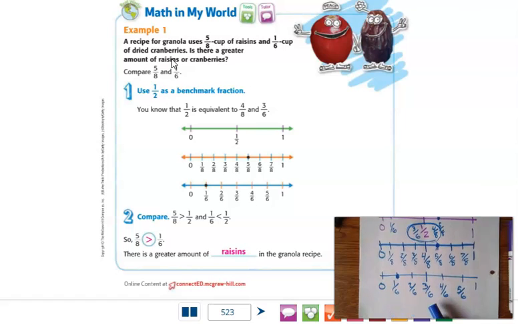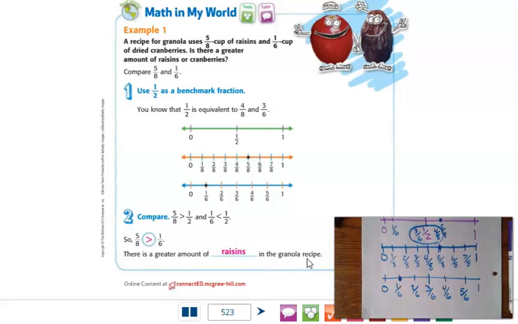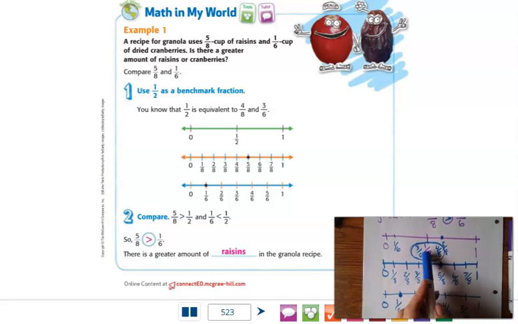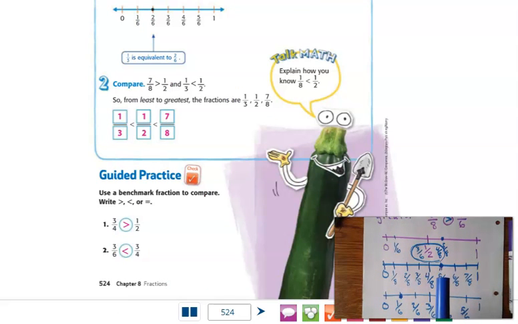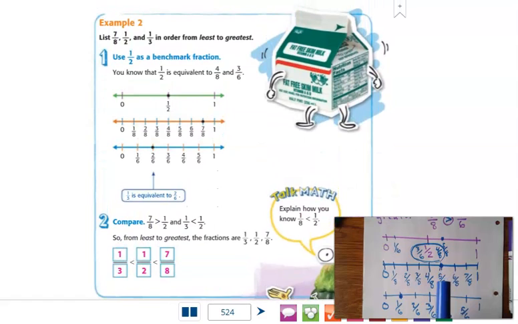So to write my complete sentence answer, I would write there is a greater amount of raisins in the granola recipe. So that's using a benchmark fraction of a half to compare other fractions. And let's look at example 2.